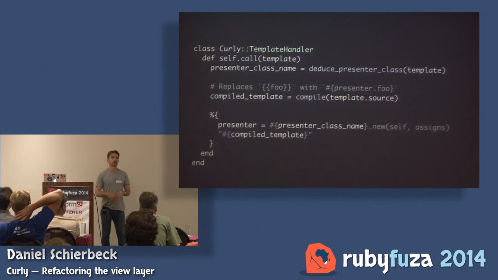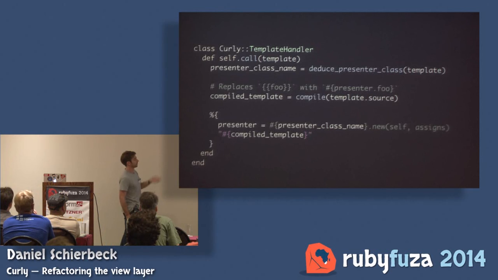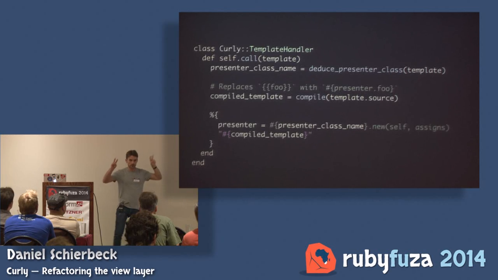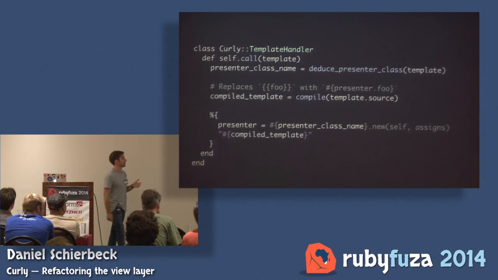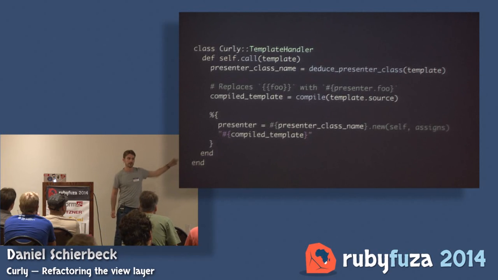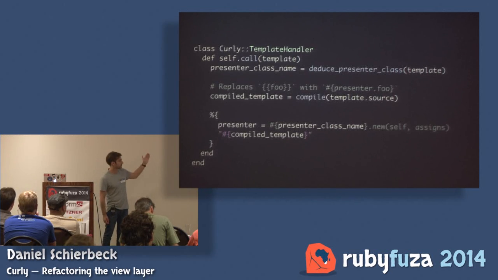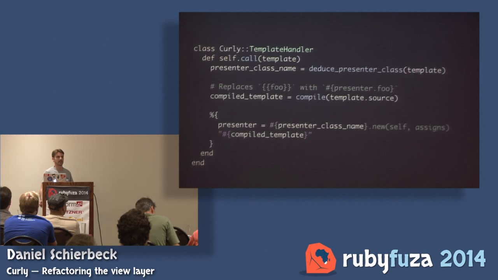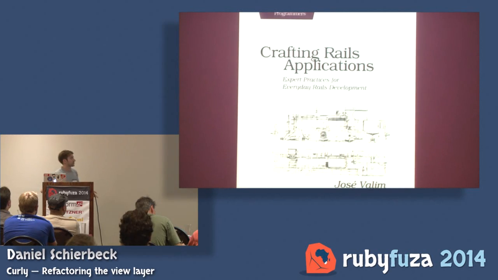This is the way you can convert a curly template into Ruby code. You would deduce the presenter class name somehow. Then you replace all the instances of the double bracket notation with Ruby string interpolation syntax, calling a presenter variable that's not yet there. Then you return a string where you first initialize the presenter, passing in self, which will be the ActionView context at the time of the rendering, as well as the assigns, which is contained in the assigned variable. Then you just return that string containing the string interpolation. This may be a bit difficult to follow, but it's just an example of how simple it is to actually do this. There are a lot more examples in Crafting Rails Applications, which I was reading while doing this. It's really helpful if you're messing around with the internals of ActionView.